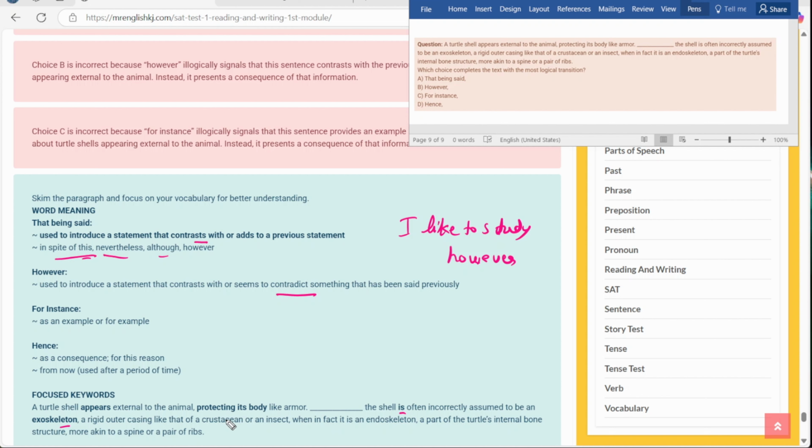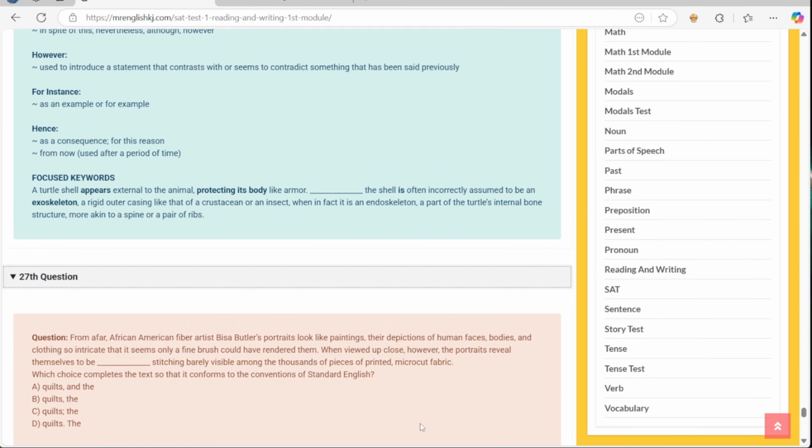Now, here, a turtle shell appears to protect its body, so people assume it is an exoskeleton. We are not contradicting it. We are adding something. We are not giving an example. For this reason, because of that consequence, that's why we use "hence" here. Okay? This is the most suitable one because we are giving a reason. Because of this reason, people assume it is an exoskeleton. Pause and try to understand.